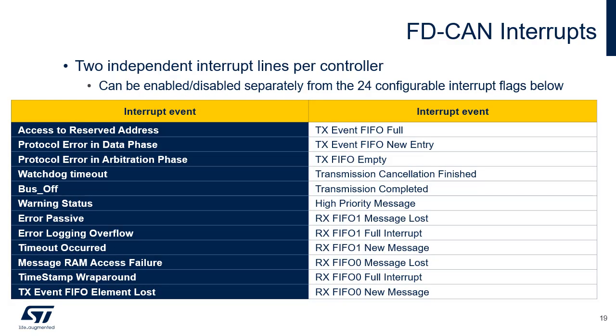The FDCAN controller peripheral provides 2 independent interrupt lines. This slide presents a comprehensive list of possible interrupt events that can be triggered by the FDCAN controller.